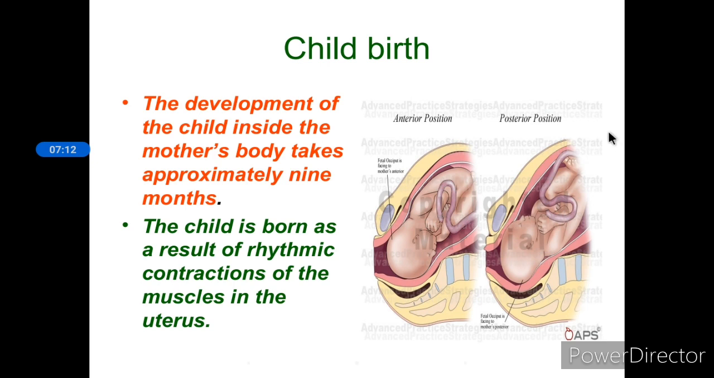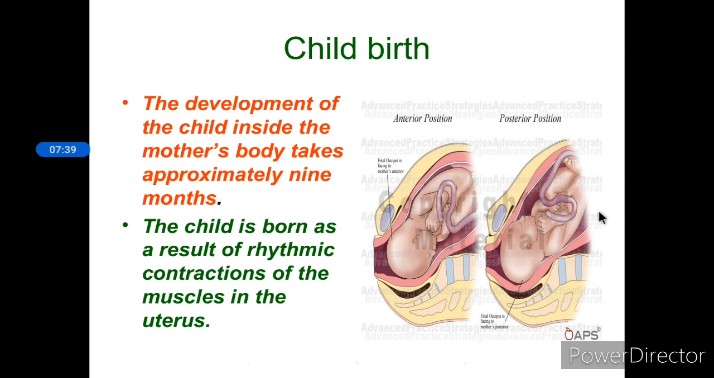And childbirth. The development of a child inside the mother's body takes approximately 9 months. We all know that, right? And the child is born as a result of the rhythmic contraction and relaxation of the muscles in the uterus. So that is how the child comes out.